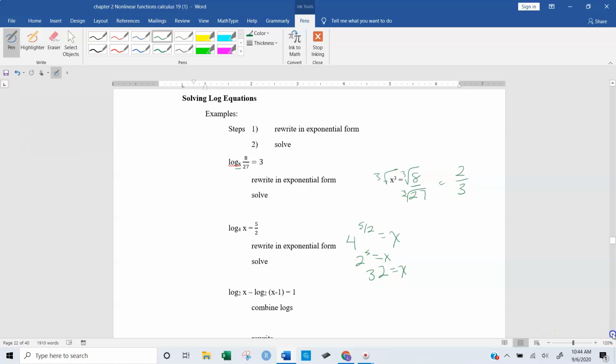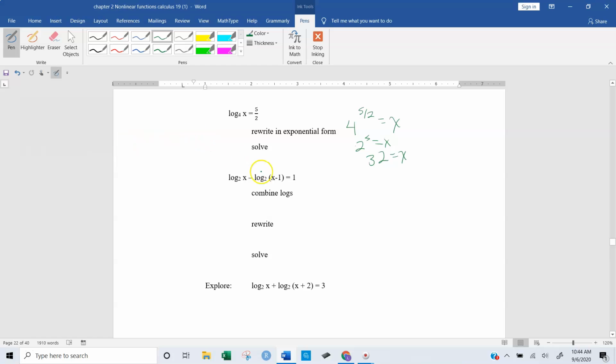Okay, well, let's look at this one. Now we're actually going to do some fun stuff here. So we got log base 2 of x minus log base 2 of x minus 1. There's no log over here, so it's not quite as easy as some of the other ones. So I have to rewrite this first, and they're both log base 2, which is nice. We know subtraction means division. So we're going to do log base 2 of x divided by x minus 1 equals 1. Now I can rewrite it. So that's 2 to the first equals x over x minus 1. And now we can solve.